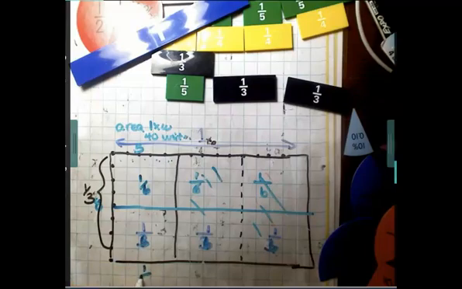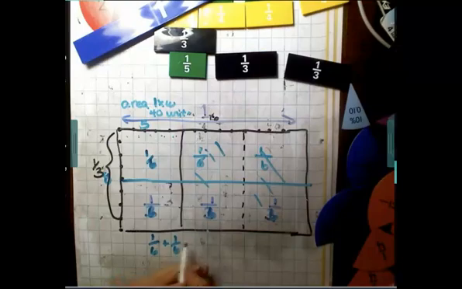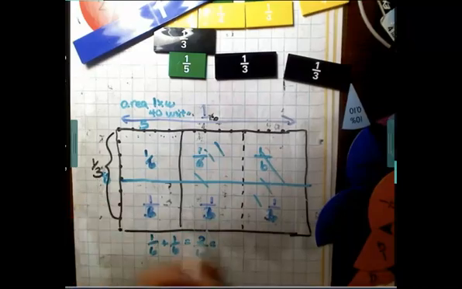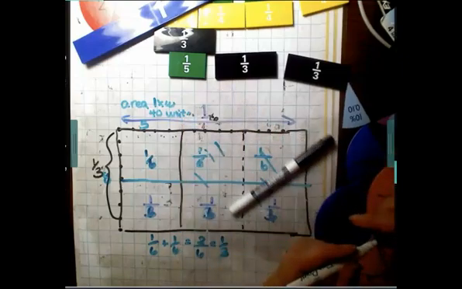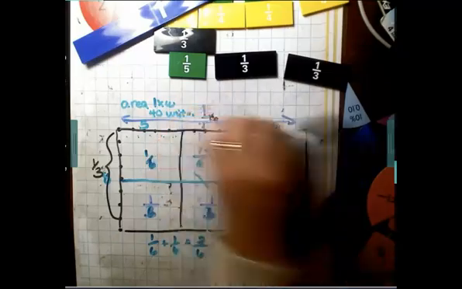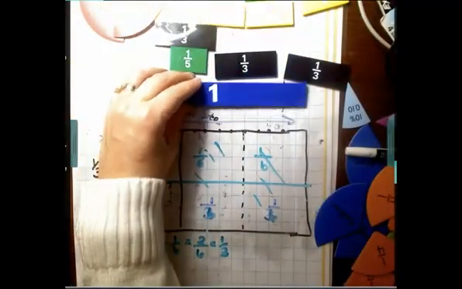So 1/6 plus 1/6 is equal to 1 plus 1 is 2. The denominator stays the same, which is equivalent to 1/3. All right, so that's what we're looking at when we're looking at equivalent fractions. We're taking a look at what parts have the same amount.